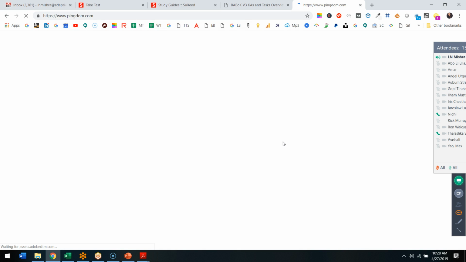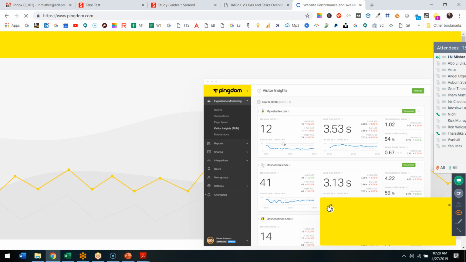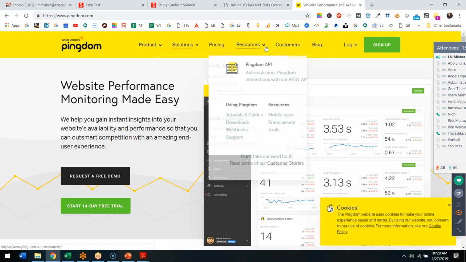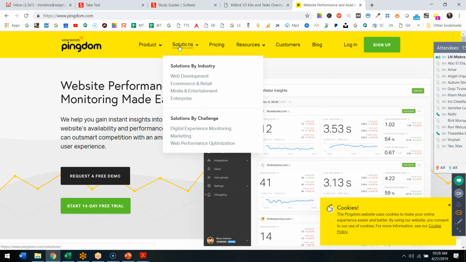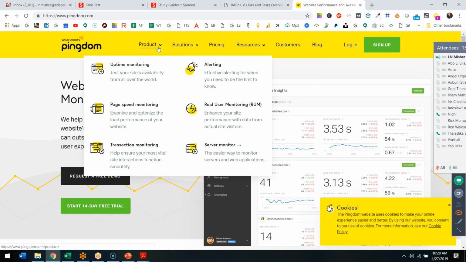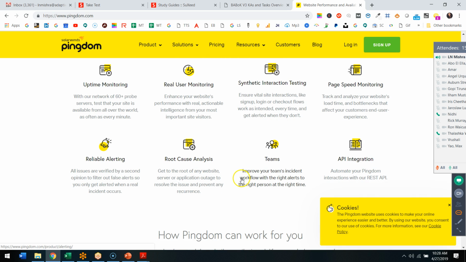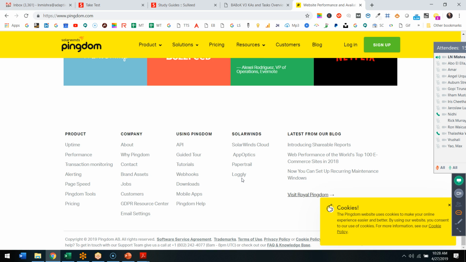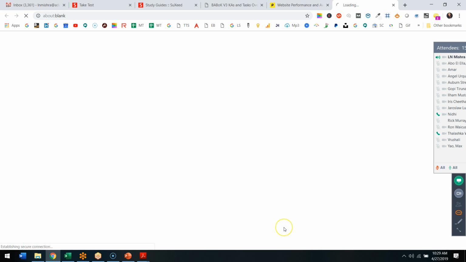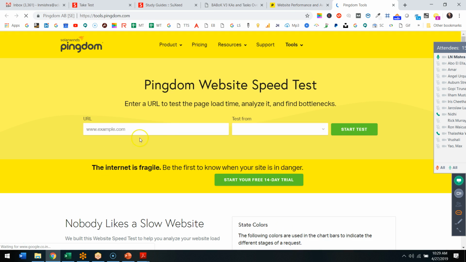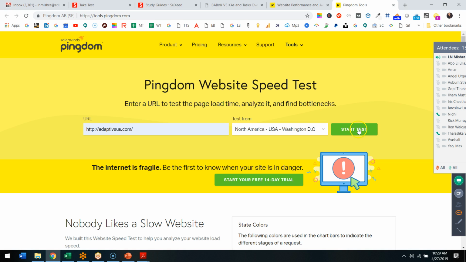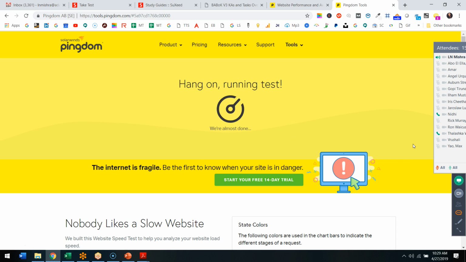Suppose I go to Pingdom, this is a tool that can help us measure our website performance. So I'm just going here and looking for the product. Where are tools? Pingdom tools. Oh, they have changed the platform a little bit. Pingdom tools. Here it is. Okay. So let me test our website speed from Washington DC, just for example purposes. And let's take a test.